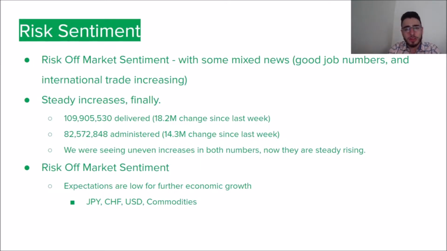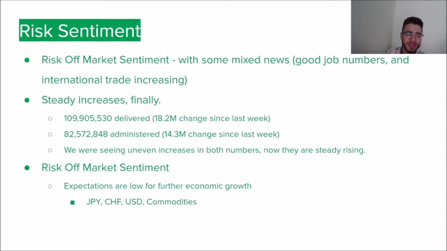So, for our risk sentiment this week, we're going to be looking at a risk-off market sentiment. There is some mixed news, so you have to be careful. This mixed news is good job numbers and international trade increasing, but both our technical and fundamental setups are aligning with a risk-off market sentiment. So that's why I am confident that next week we will be having a risk-off market environment, and therefore we will see expectations lower for further economic growth, which means the Japanese yen, Swiss franc, the US dollar, and certain commodities can be expected to appreciate.